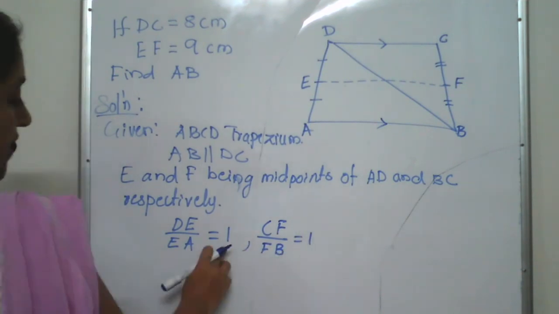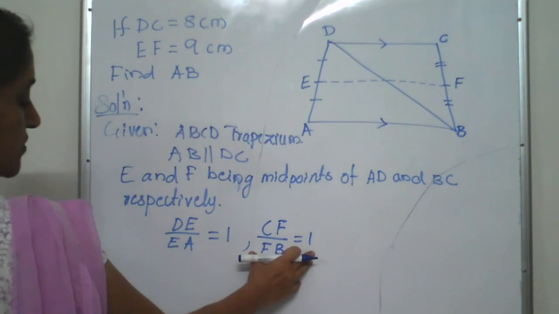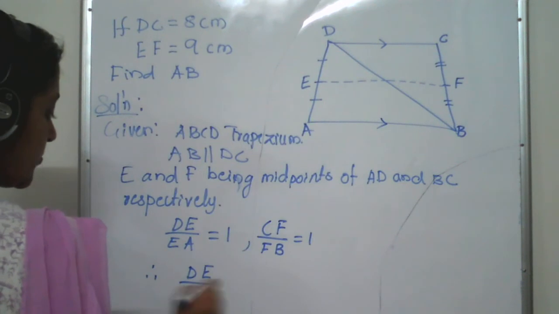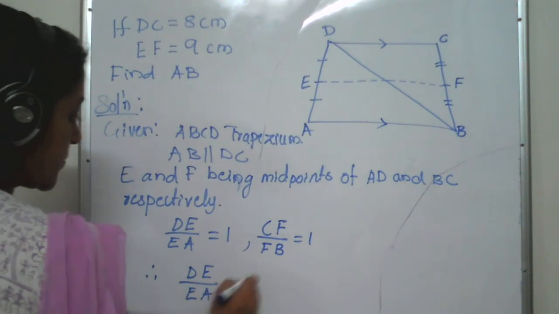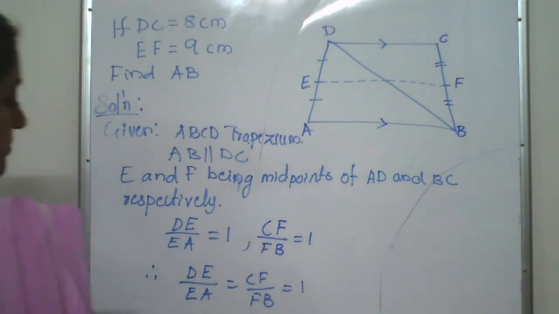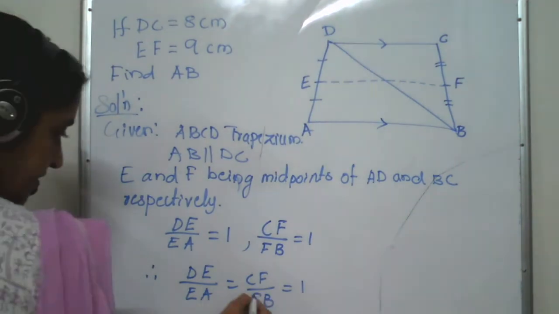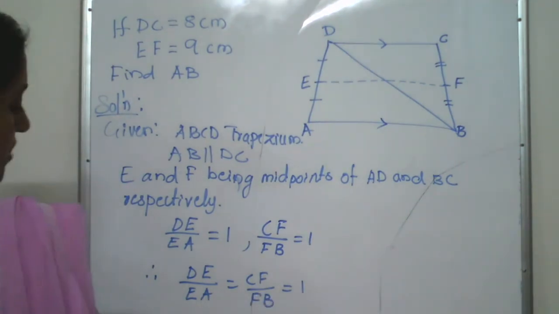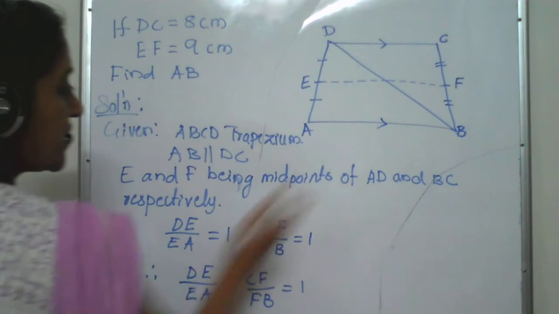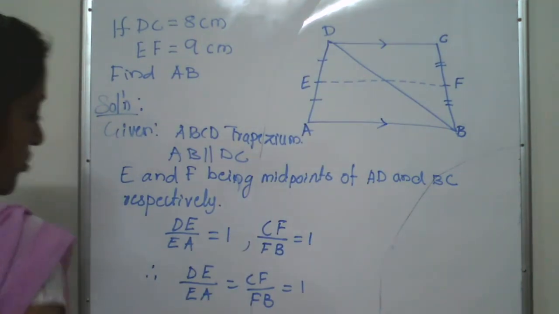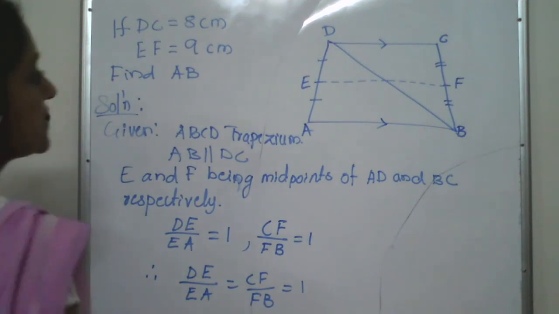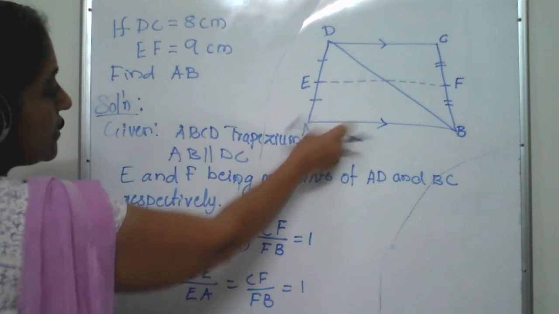Now you can see that the RHS of this part and the RHS of this part are equal. So therefore what can be said here? DE upon EA is equal to CF upon FB is equal to 1. Now when this happens, whether it is 1 or any other ratio, we say that DC, EF and AB are parallel to each other. Hope you remember the intercept theorem. What does the intercept theorem say? Actually, when three lines are parallel, we go for that.